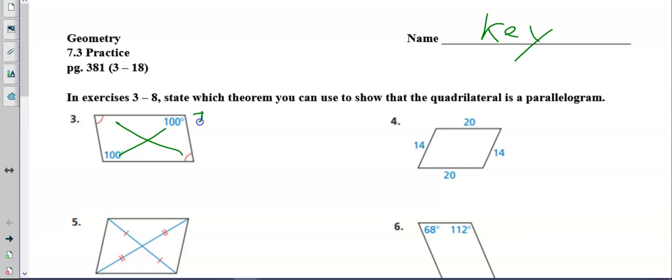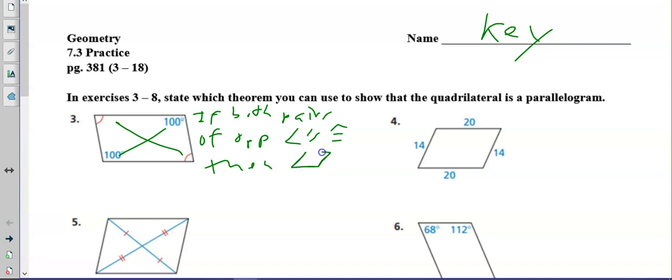So the rule here is, if both pairs of opposite angles are congruent, then we have a parallelogram. And that's kind of the shape for a parallelogram.